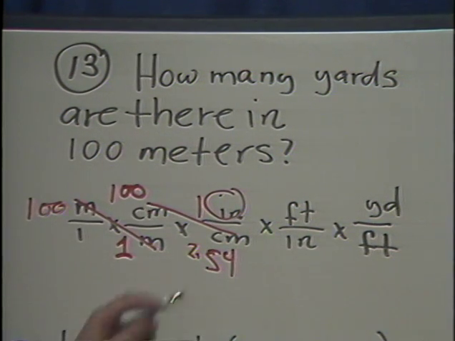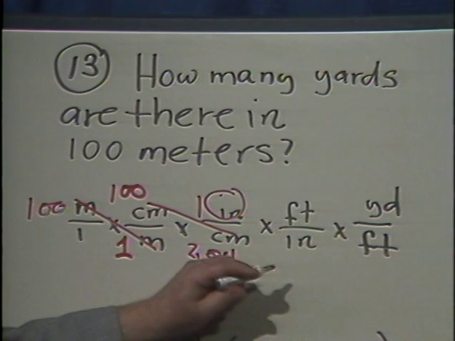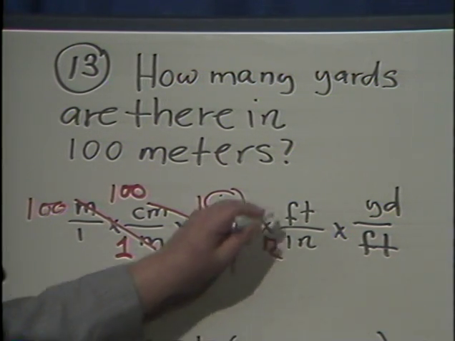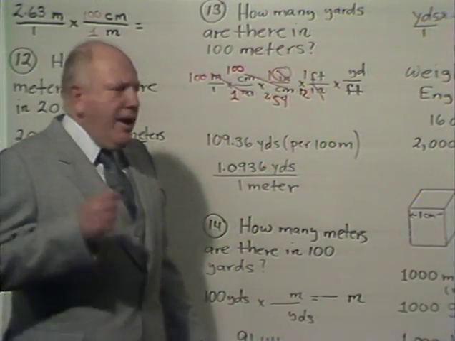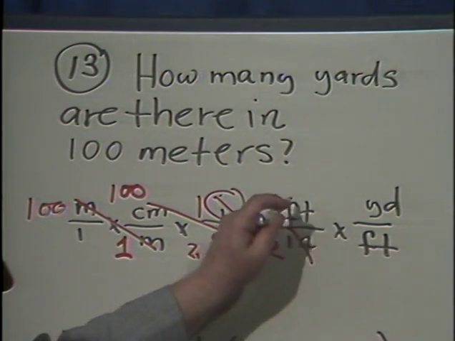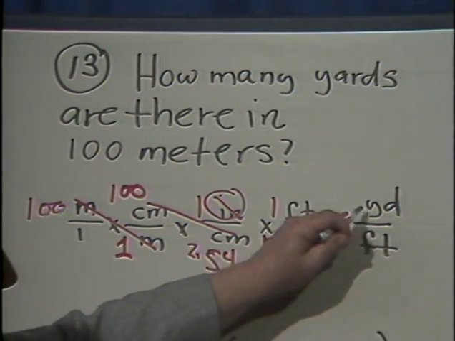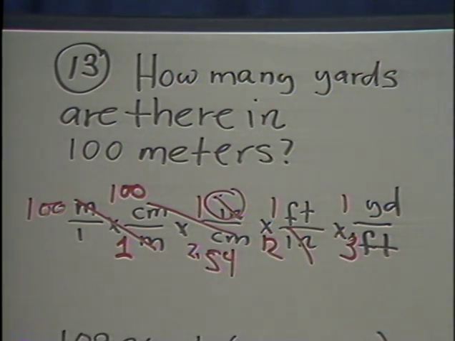Remember, I want yards. Inches are in the numerator. I know the relationship between inches and feet, namely what? 12 inches per 1 foot, so I put the 12 next to the inches. Do you start to see it? This is the same stuff over and over and over again. Now I've got the answer in feet, but I don't want feet. I want yards, so I divide by feet, multiply by yards. There are 3 feet to 1 yard.